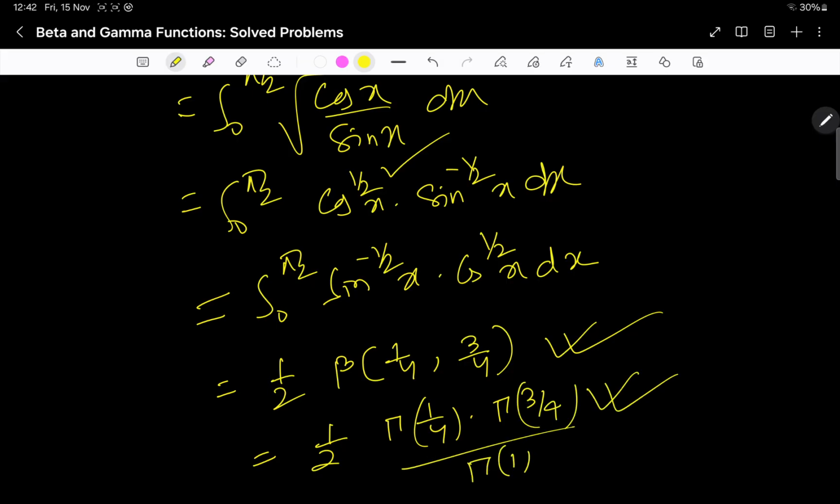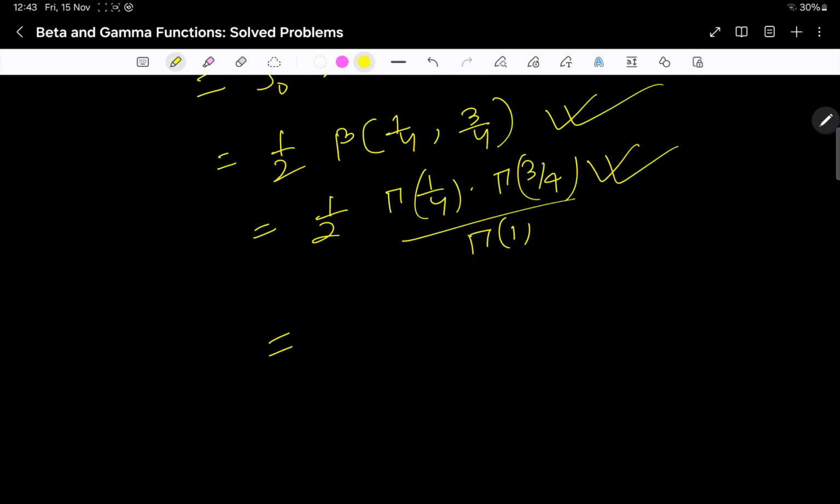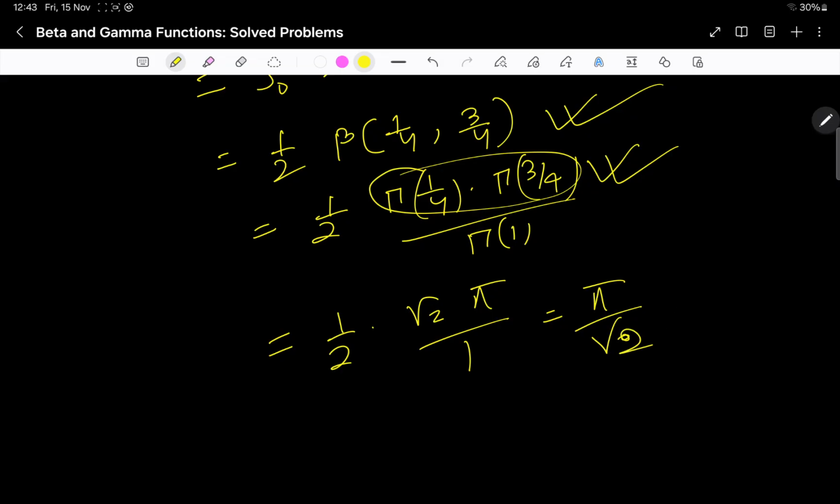Already we know this value. So this value is root 2 pi. So this is half here root 2 pi by 1. So this is pi by root 2 is your answer.